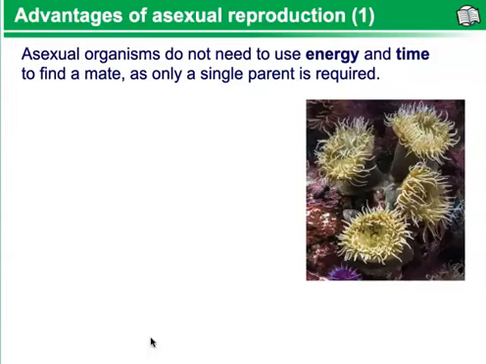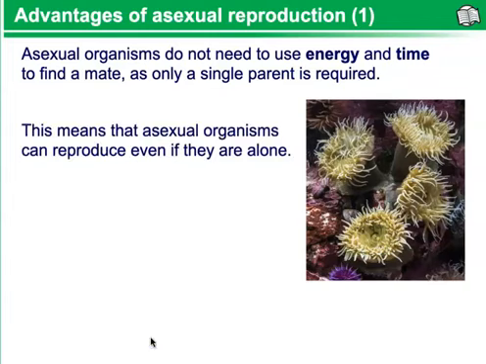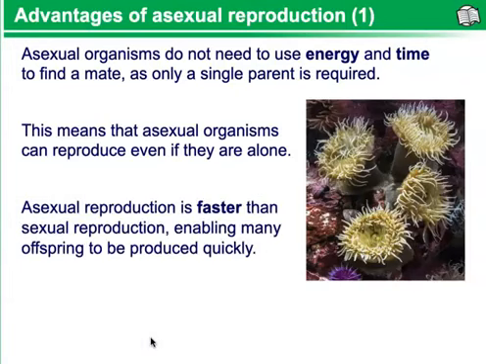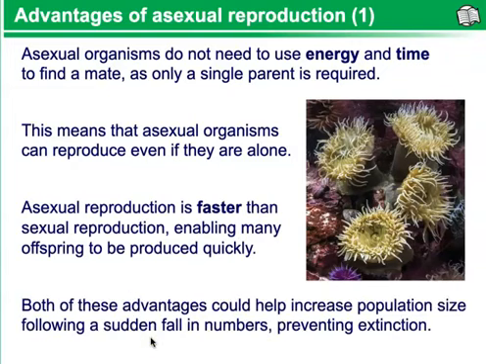Advantages of asexual reproduction. Asexual organisms do not need to use energy and time to find a mate, as only a single parent is required. This means that asexual organisms can reproduce even if they are alone. Asexual reproduction is faster than sexual reproduction, enabling many offspring to be produced quickly. Both of these advantages could help increase population size following a sudden fall in numbers, preventing extinction.